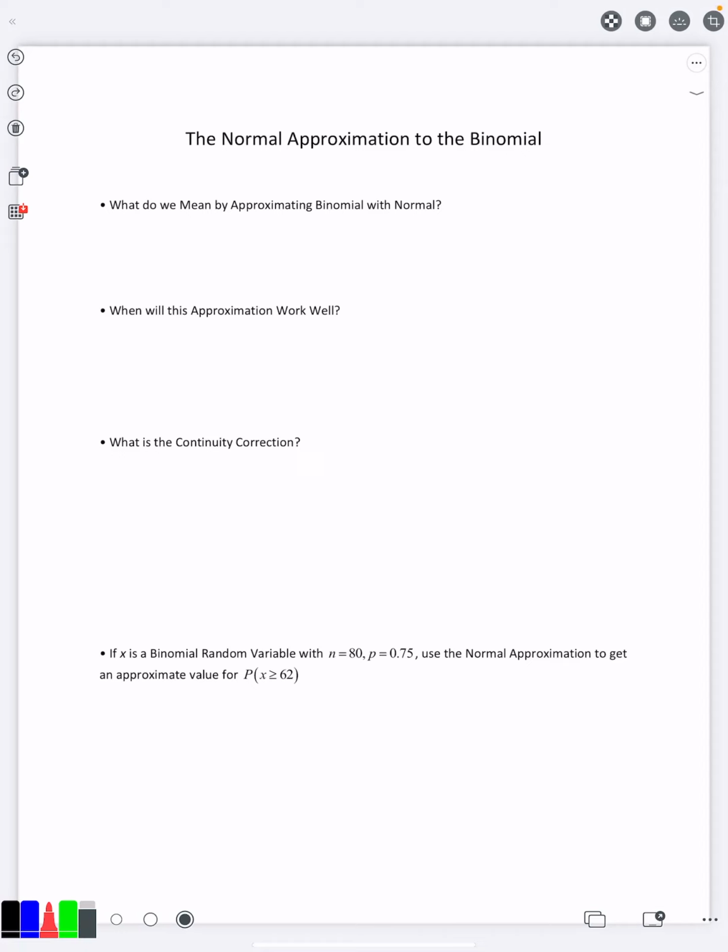In this video, we're going to discuss something called the normal approximation to the binomial. So what do we mean by this? The idea is that we have a binomial random variable and we're trying to calculate probabilities for it, but it's going to turn out that it might be easier to use the normal random variable to approximate that probability. And in this section, we're going to learn how to do that. So let me give an example of why we might want to do such a thing.